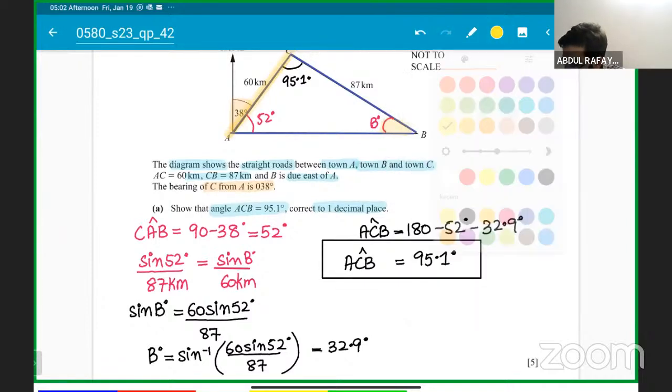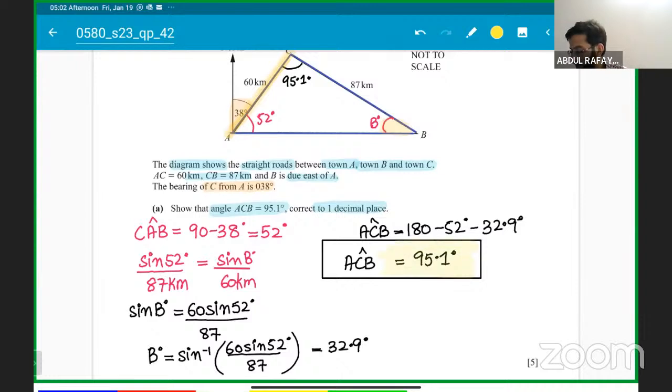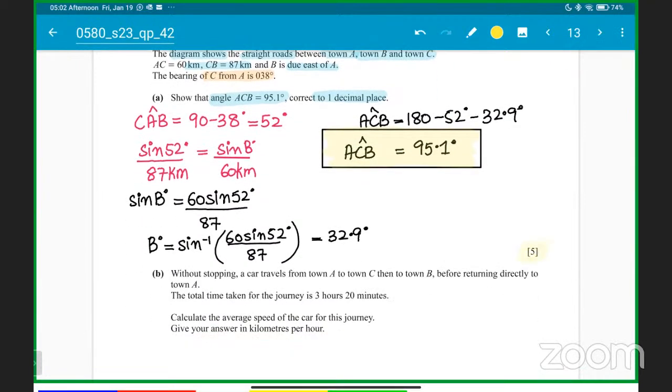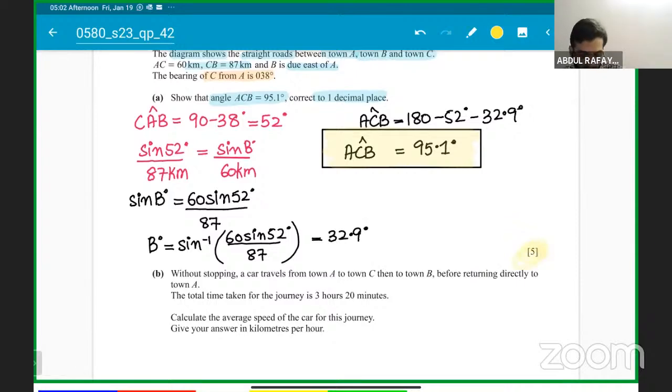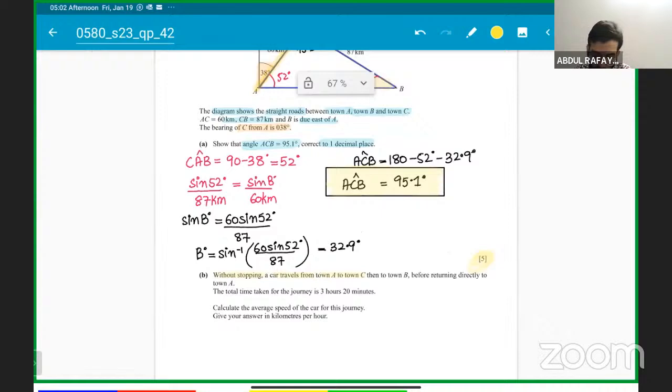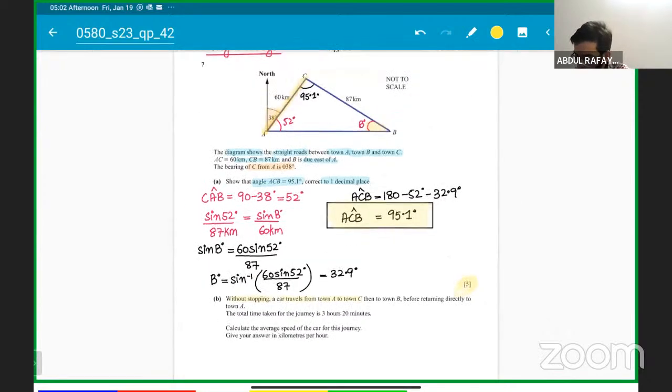Did people get it? Any questions, any problems? Let me know. Clear on this? Yes, sir. That is how you will get the 5 marks. Any questions, any doubts? Let me know, anyone. The next thing is very simple. Without stopping, a car is traveling. Just hold on, the Azan is going on. We'll wait and then continue from part B.